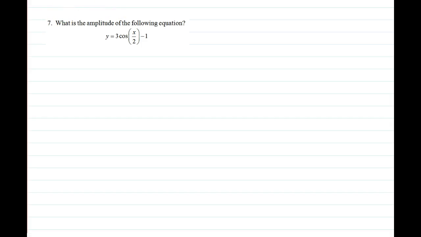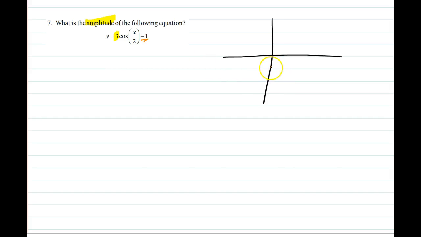All right, for number 7, it's just asking for what is the amplitude, and the amplitude is the number in front here, that 3. So when we graph, we would have our middle at -1. And then the amplitude tells us how much to go up. So 1, 2, 3. This would be our ceiling. And our amplitude tells us how much to go down. 1, 2, 3.